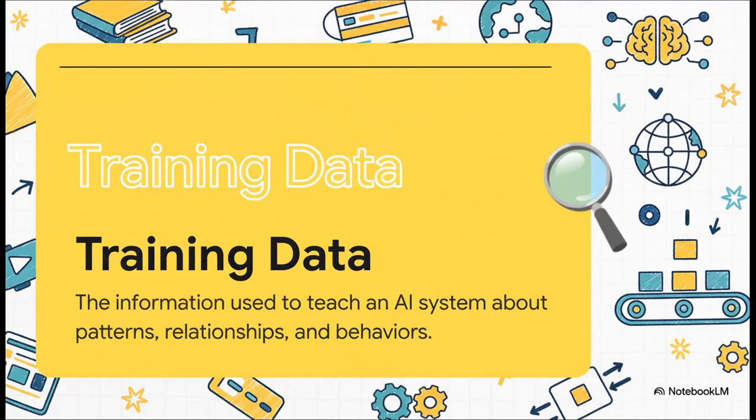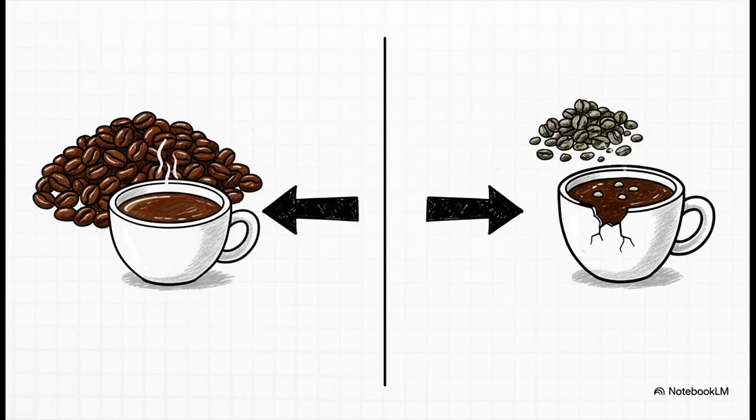First things first, you've got your training data. This is just all the information, we're talking text, images, code, numbers, you name it, that we feed into the AI system to teach it about the world. So in our coffee analogy, the training data, that's your coffee beans. And just like with coffee, the quality of those beans is everything. It is the single most important part of the whole process. If you start with bad, stale, cheap beans, there is no way you're ending up with a good cup of coffee. It's just not going to happen.